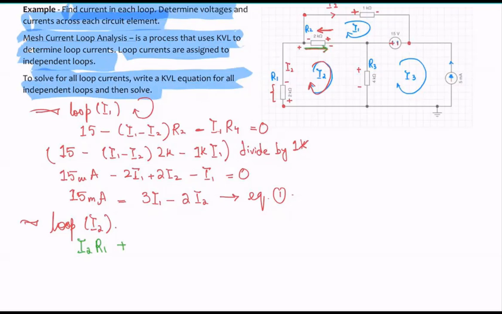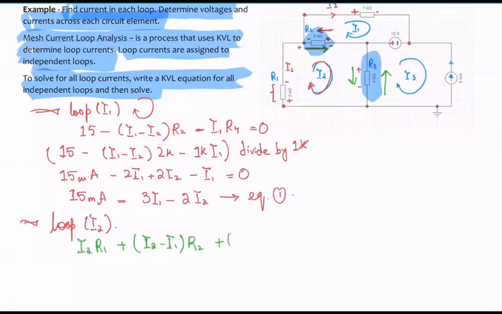Yeah, I2 times R1, okay, plus, then we are here, right? This time around, the current across the R2 is going to be the I2 minus I1, okay? So I get I2 minus I1 times R2, and then I go here. Okay, what is going to be the current across this? The current across this resistor is going to be I2 minus I3. Remember, I2 is going this way here, and then I3 is going this way. That's why you're taking a difference, because they are in opposite direction.